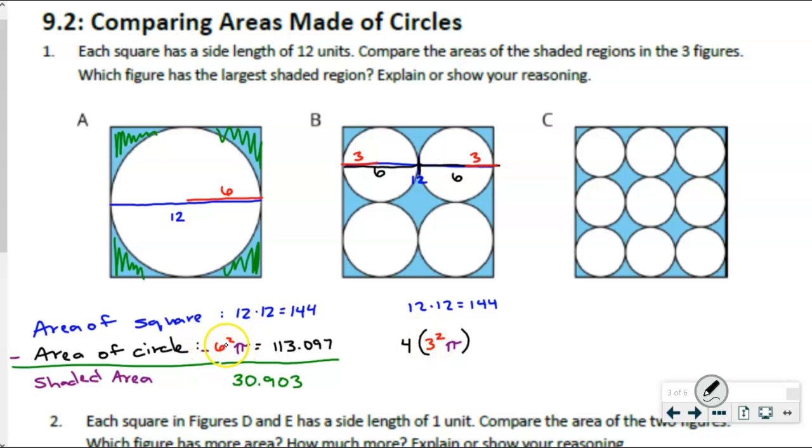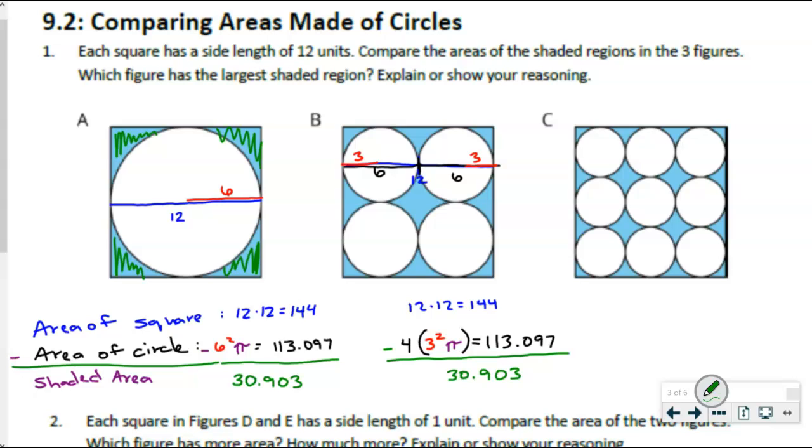This ends up being 36 pi, with the approximation 113.097. And what happens when I do that subtraction? I'm going to get the same thing as I did before, right? 144 minus 113.097 is equal to 30.903.